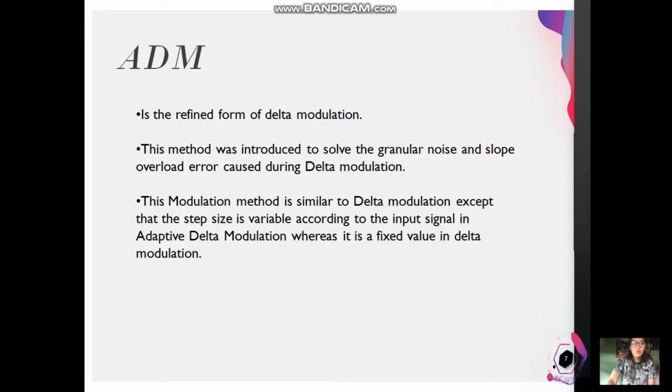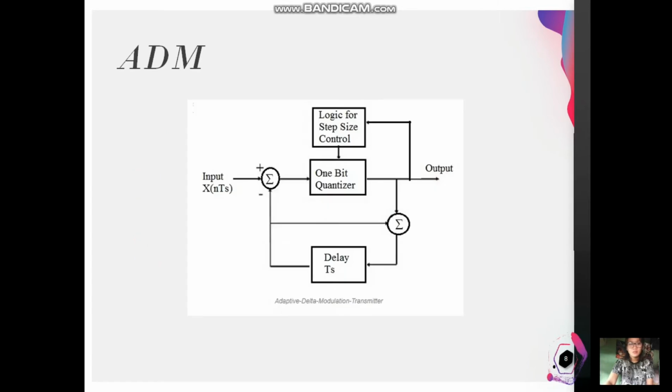Now, ADM. ADM is the refined form of delta modulation. This method was introduced to solve the granular noise and slope overload caused during delta modulation. This modulation method is similar to delta modulation except that the step size is variable according to the input signal in ADM, whereas it is a fixed value in delta modulation.